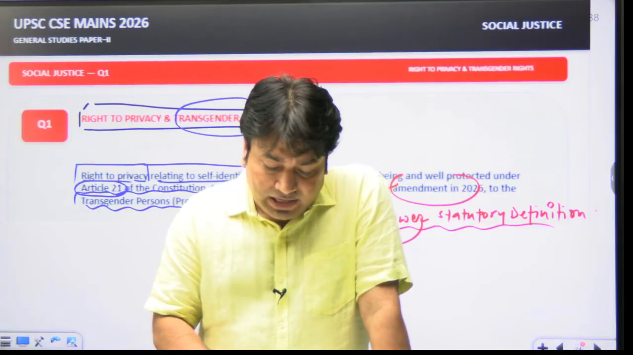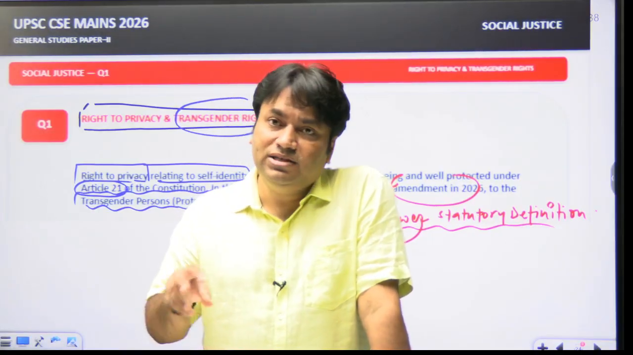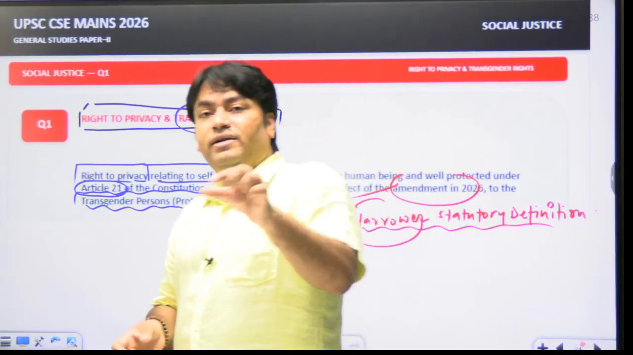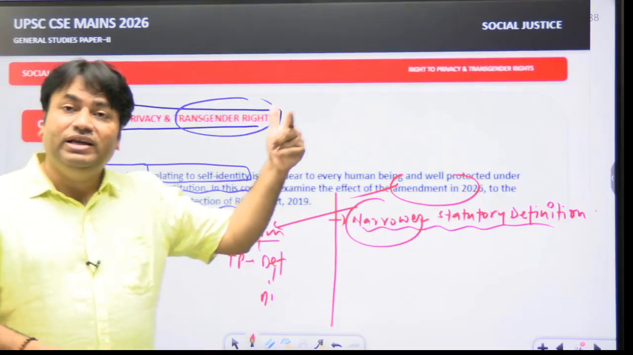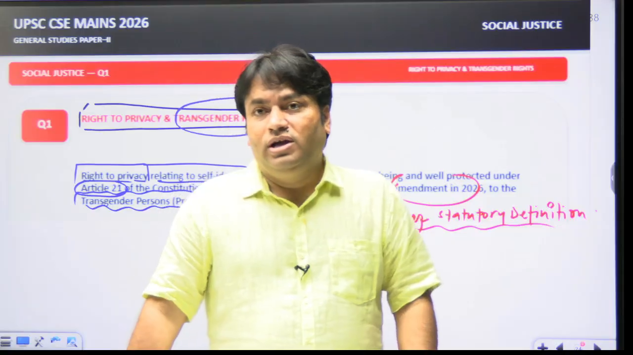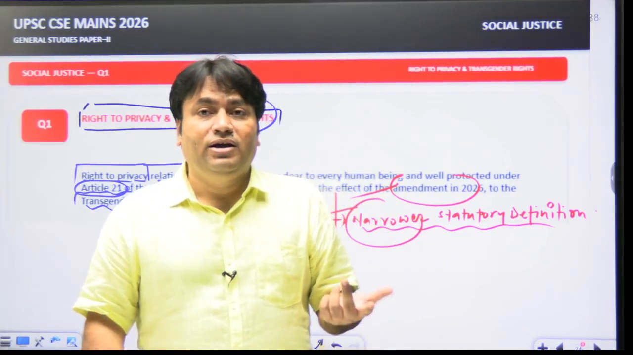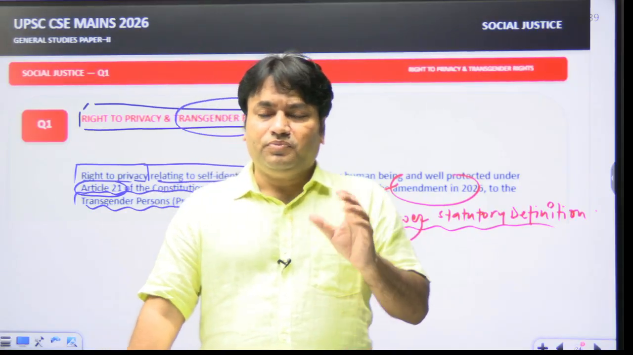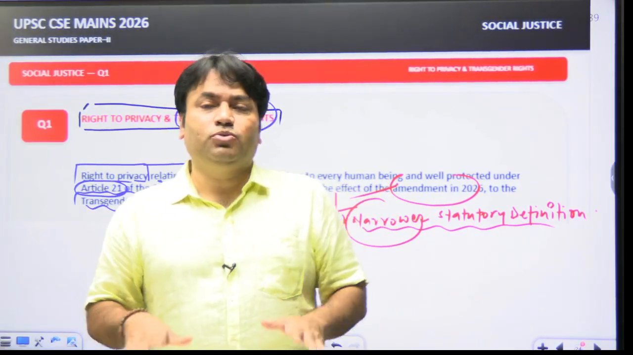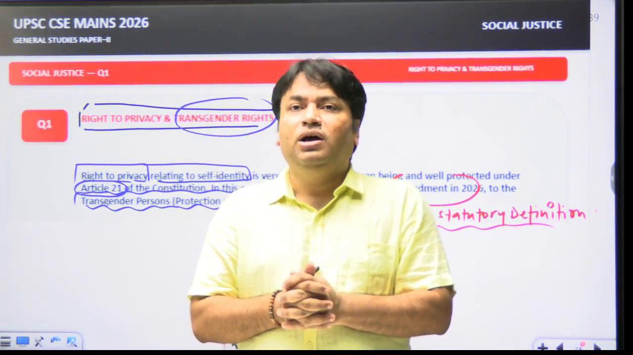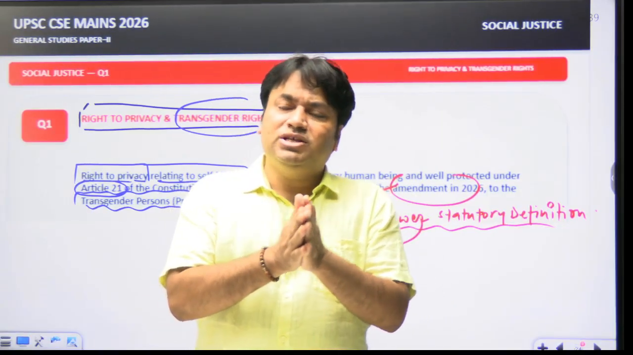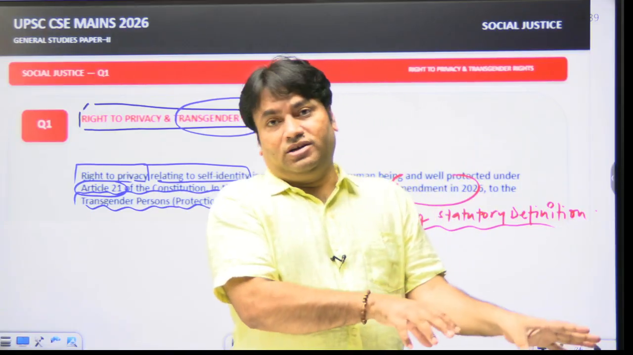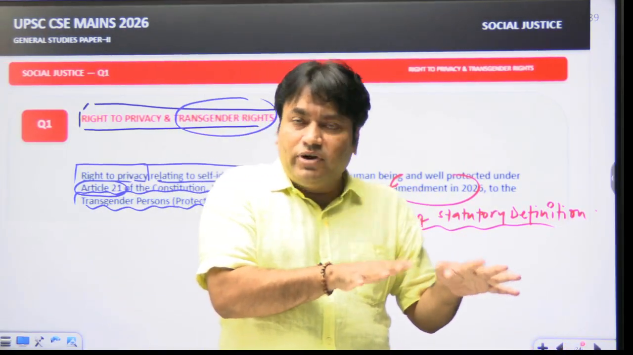This is the reason critics argue that this amendment has reduced the right of individuals to decide and identify their own gender, which was previously recognized in the NALSA Judgment 2014. In the NALSA Judgment 2014, what happened? Previously, a transgender person could identify himself or herself as a transgender. It means that I identify myself as a transgender. This was the position in the 2014 NALSA Judgment.